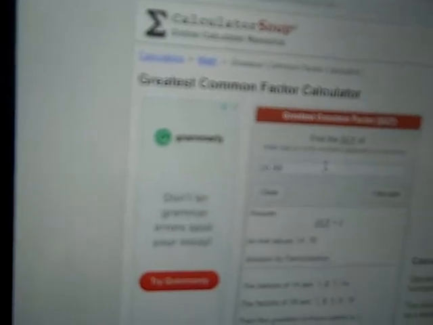Okay, so 20 and 30. Okay, so I go 20, comma 30. Hit calculate. And I got 10, okay? So now that you have 10, you go divide these. That's why you find a GCF, so you can divide it into lower numbers. But they've got to be divided by the same number, the greatest common one. So that's 2 and 3.